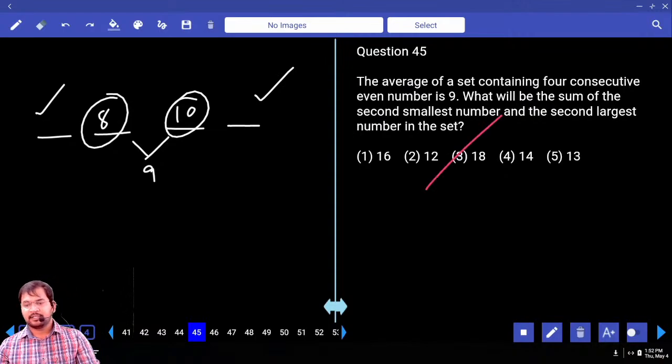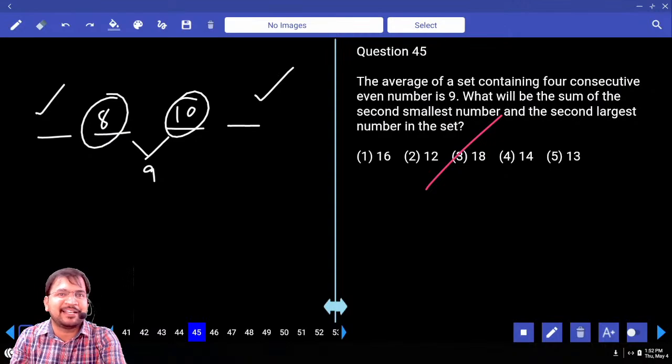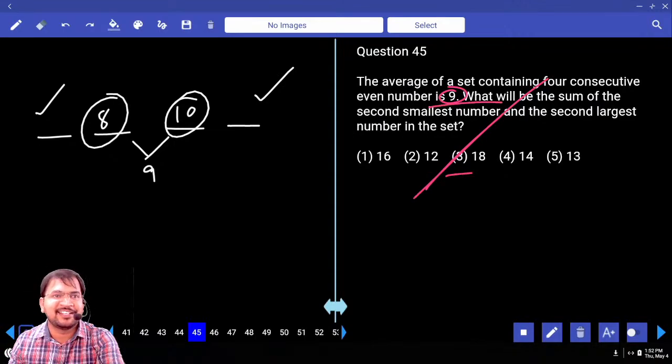Your answer is? No need to solve all these things. They're asking second largest and second smallest, which are nothing but the middle 2 numbers only. So the middle 2 numbers' average is 9, then the sum is 18, na? So no need to solve like this also. Directly 9 into 2, 18. Are you clear?